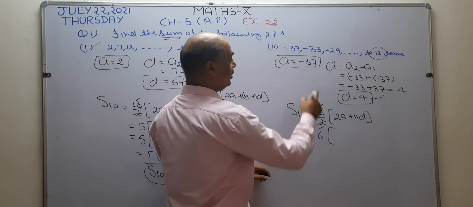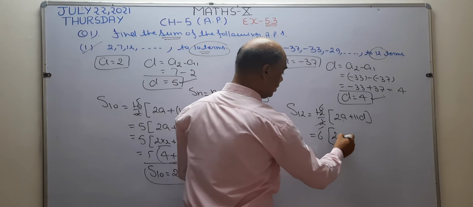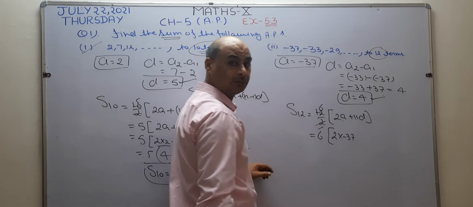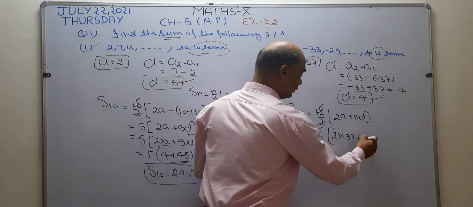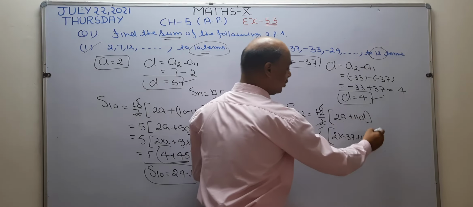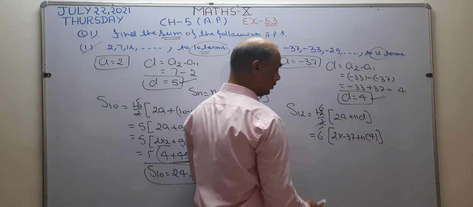What is the value of a? a is given, minus 37. Right here, minus 37. After that, 11. What is the value of d? The value of d is 4. Right here, 4. Bracket close.